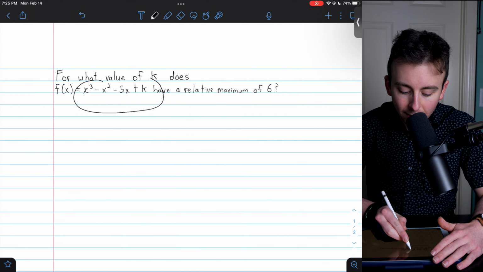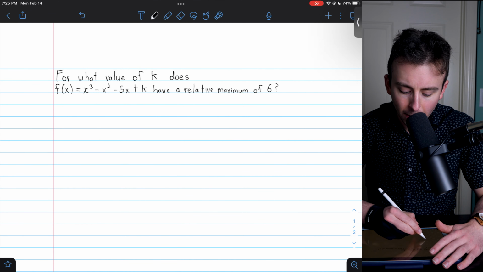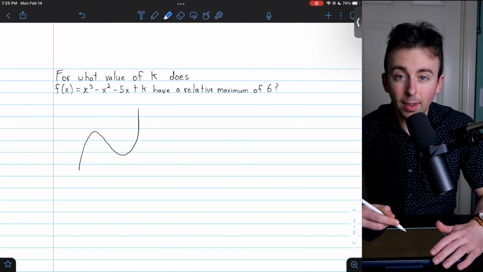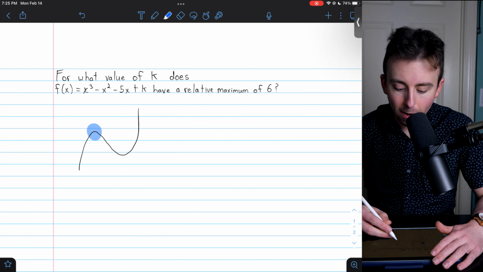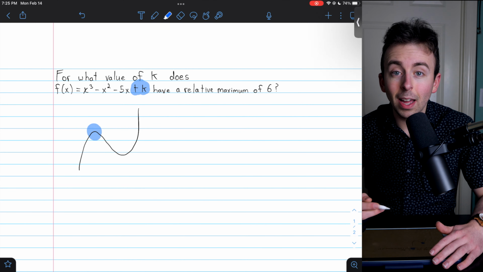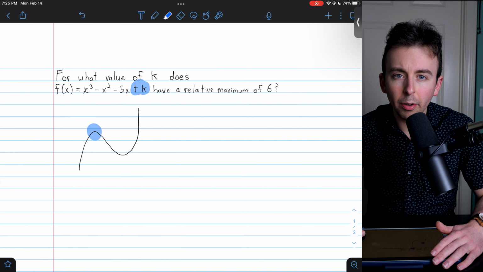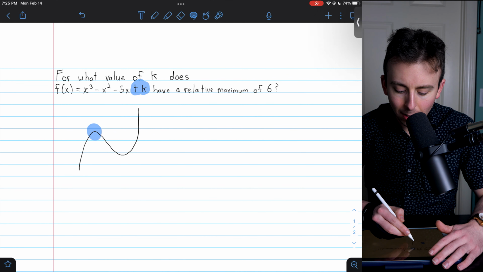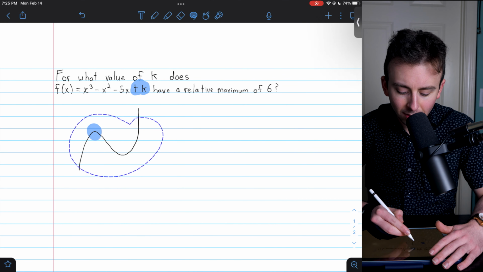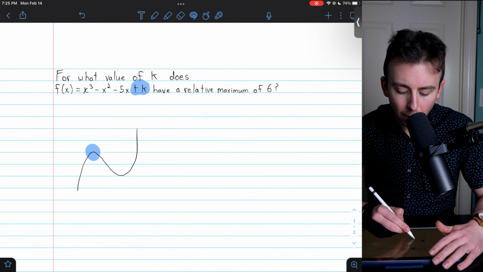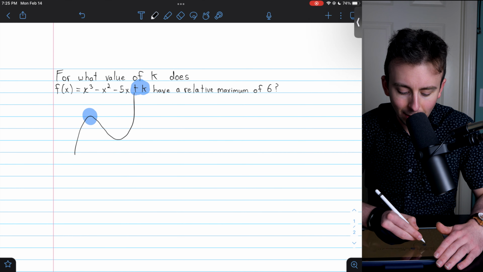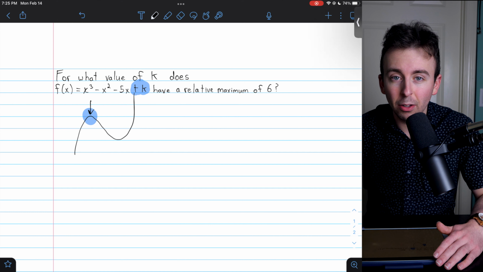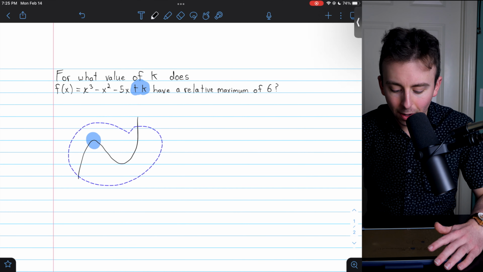This function, x cubed minus x squared, etc., looks something like this. And you can see on this function, we've got a relative maximum right there. Now, this plus k at the end, the thing we're trying to solve for, is just a constant that, depending on its value, shifts the graph up or down. All we're trying to do is figure out what value k has so that this thing is shifted up enough so that this relative maximum has a value of 6. That's it. It's really not all that difficult.